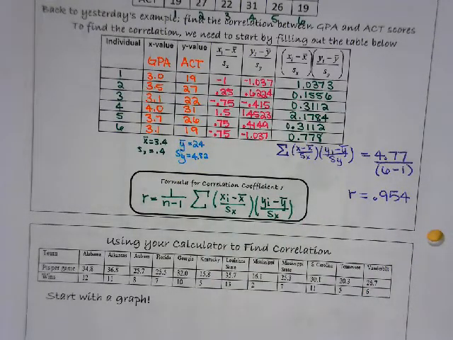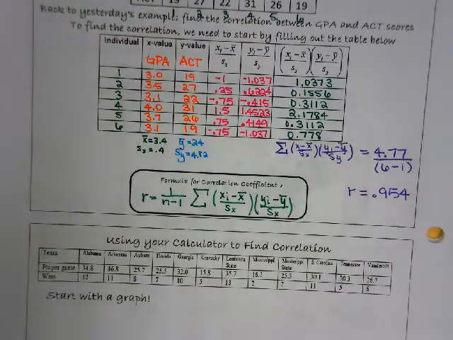Z-scores tell you how far away from something you are. R tells you how closely you fit a shape. It's the same idea, just in one variable statistics we had just x. Now we have x and y, so we had to have a new way to measure it.